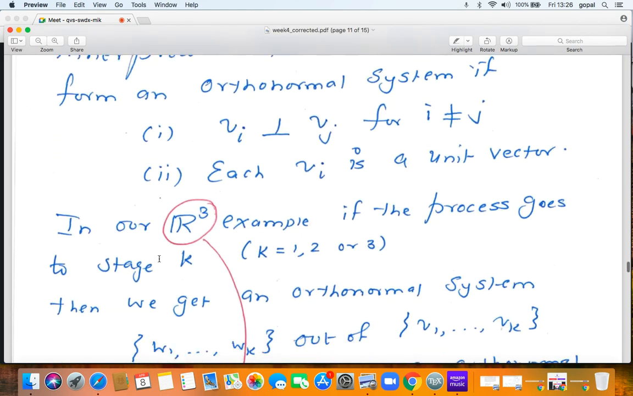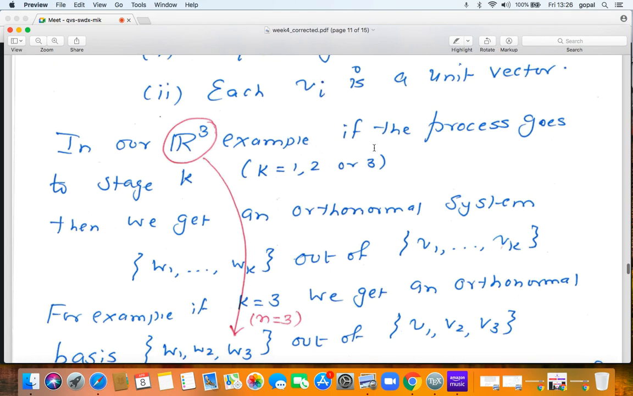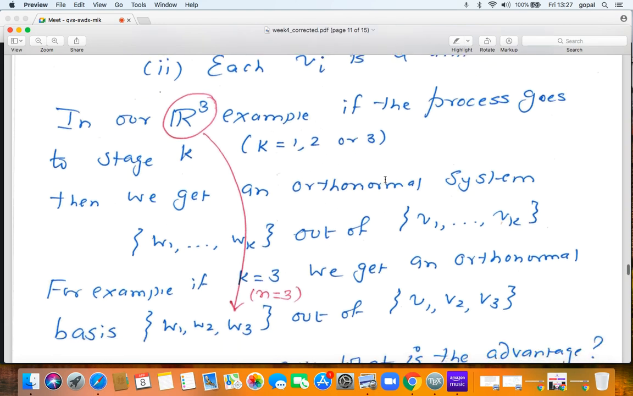So in our example on R3, the process went to stage k, where k is 1, 2, or 3. We get an orthonormal system out of the given vectors: w1, ..., wk, we got out of v1, ..., vk. If k is 1, that means we divided v1 by the length. If the normal component of v2 is 0, that means the process stopped at that stage, so k is 1. If the process goes to the next stage, k is 2. If the process went up to the last stage, k is 3 for R3. So we got an orthonormal basis w1, w2, w3 out of the vectors v1, v2, v3.